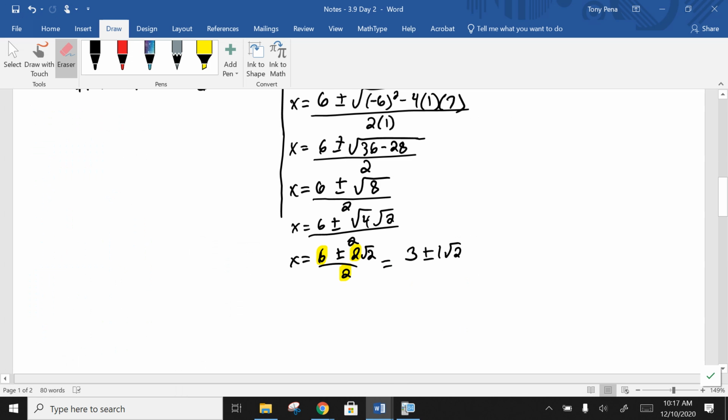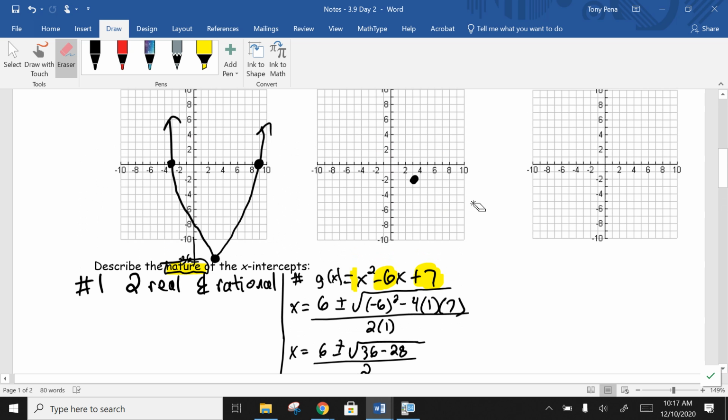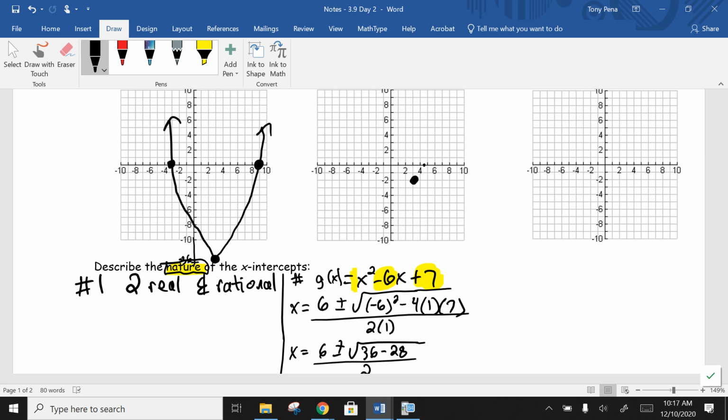So we're going to go to our graph, and where you think 4.4 is at, put a dot. So it should be right around here.